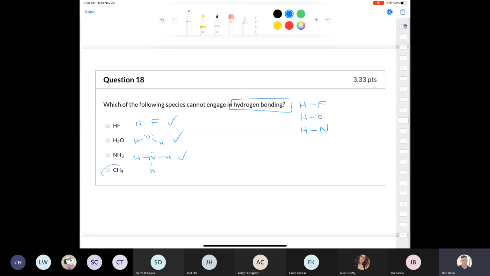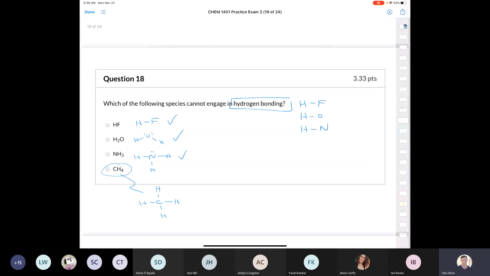But if I look at methane, it cannot hydrogen bond. There are hydrogens, but there are no oxygens, fluorines, or nitrogens that it is bound to. And so the answer would be methane. Methane is a nonpolar molecule and can only exhibit London forces, or induced dipole, London forces only in a sample.